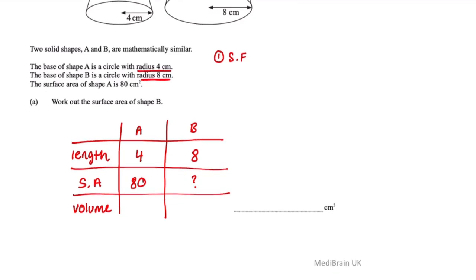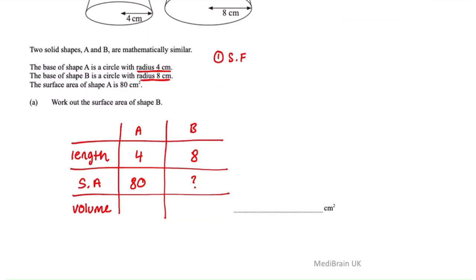Okay, so if we work out the scale factor, to get from A to B, what do we need to do? We need to multiply by 2. Okay, so that means when we're working out the surface area, we need to multiply by 2 squared, and when we're working out the volume, we need to multiply by 2 cubed. Okay, so to go from surface area of A to surface area of B, you're going to have to multiply by the scale factor, which is 2, but 2 squared.